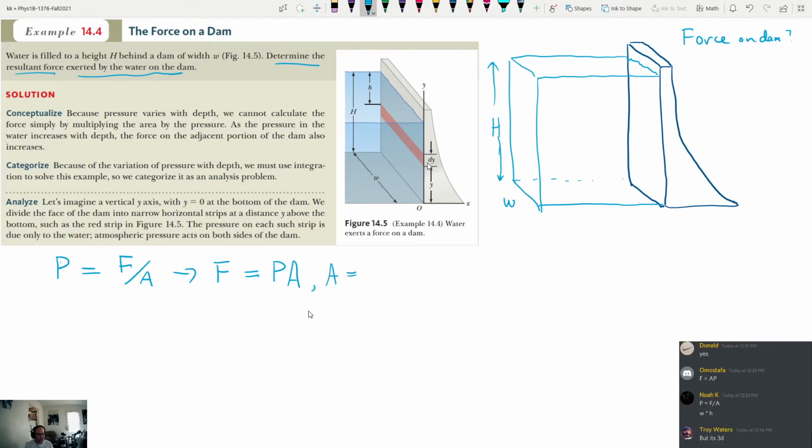So W times H, right? W times the height, H. That would be the total area of the dam. Okay. What's the pressure of the water then? What's the pressure of the water? What do we use for the pressure of the water?